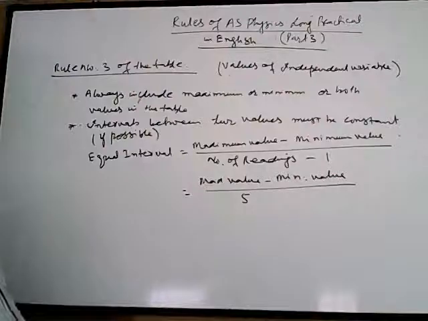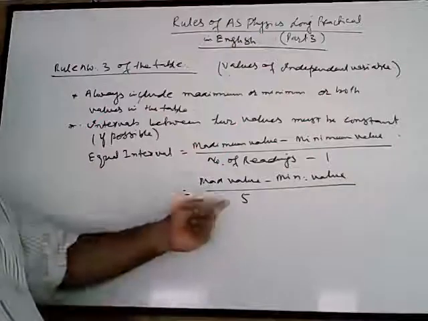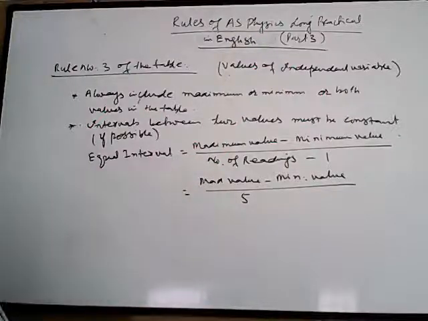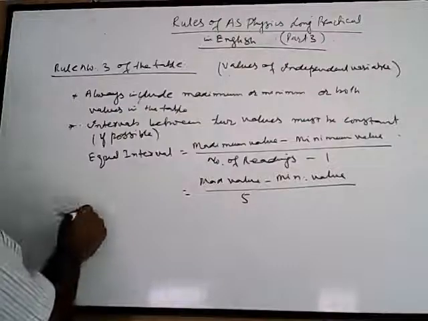Now here is the mistake students make: you divide by 6. It's not divided by 6, it's an interval. So there are 6 values, there are 5 intervals, so you have to divide by 5. This is the formula.